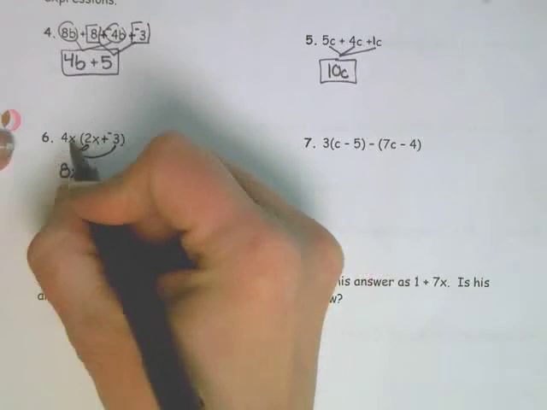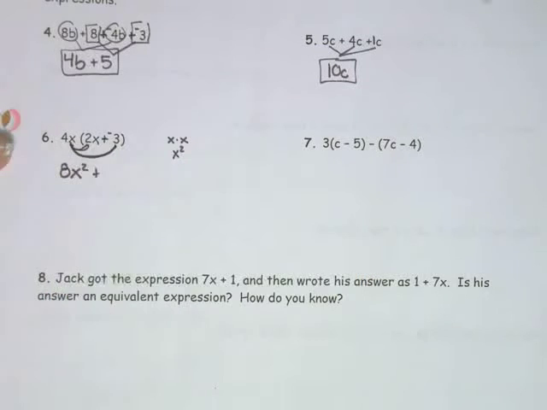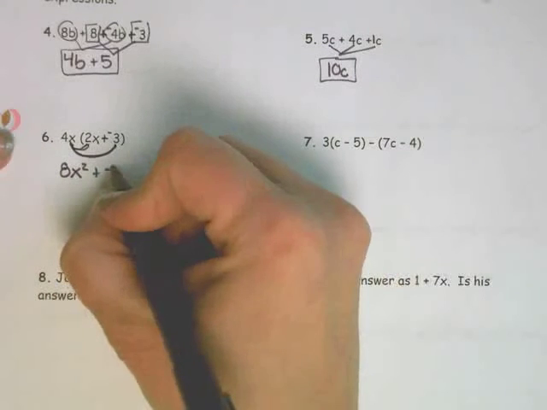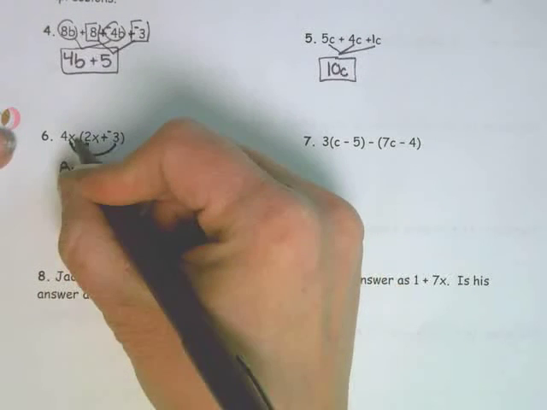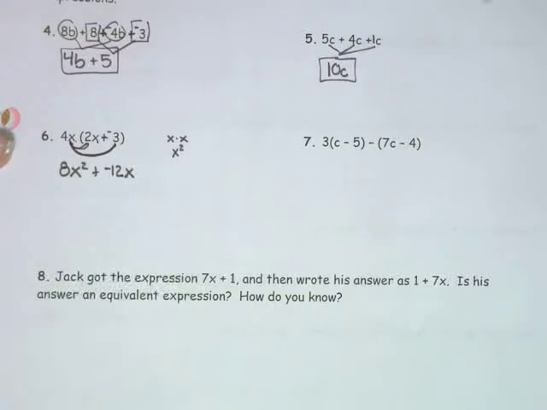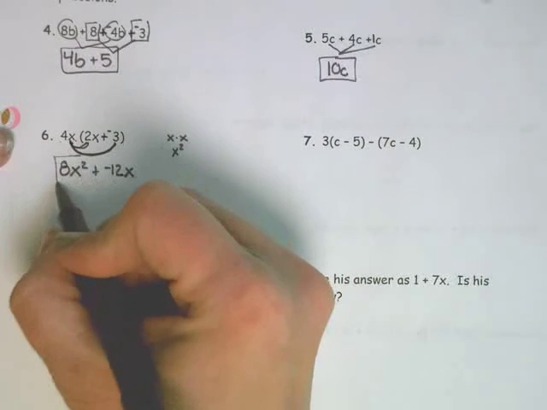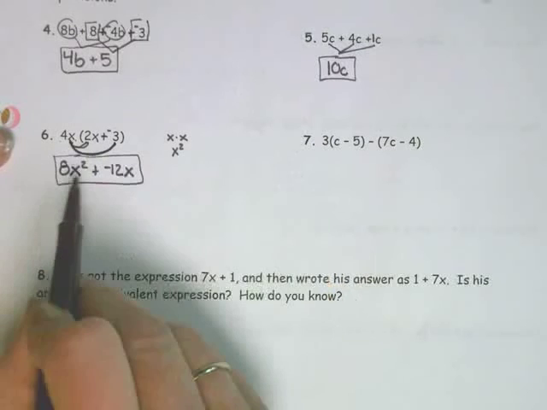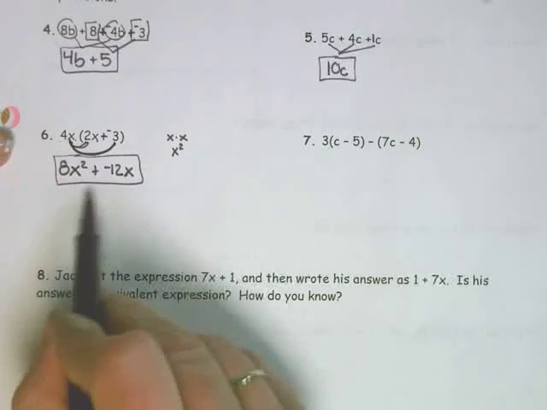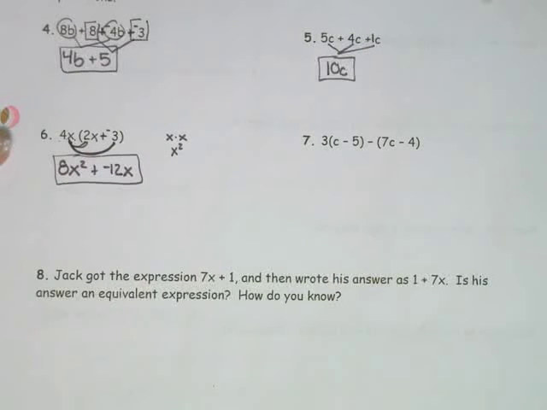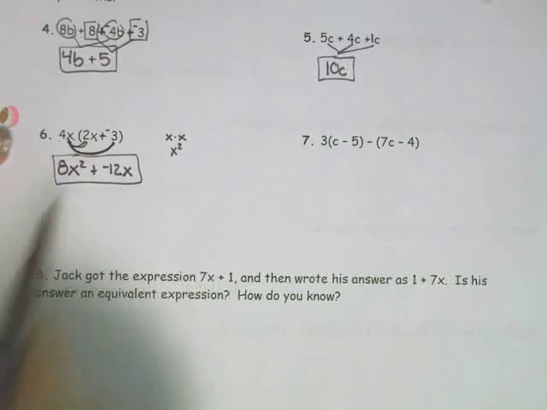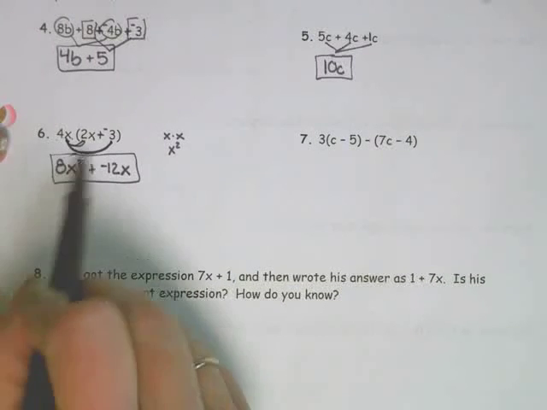Bring down my plus, and now I do 4x times negative 3. Positive times a negative is a negative 12, and there's still an x right there. So I have 4x times negative 3 is negative 12x, and that's all I can do, because x squared and x are not like terms. They're different variables that are there. So there's my simplified version of this one, an equivalent expression that we just made using the distributive property.